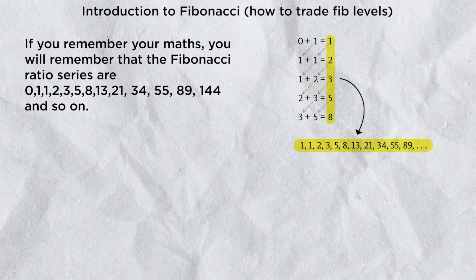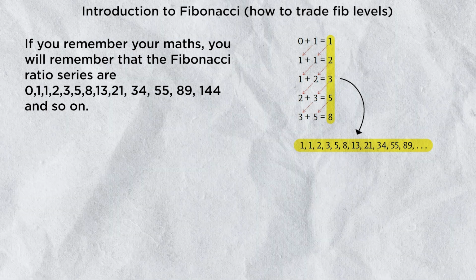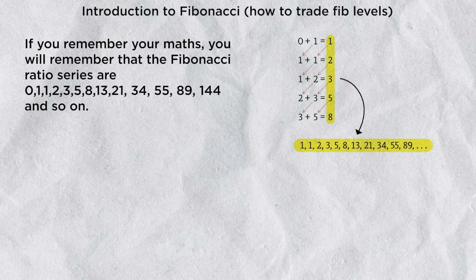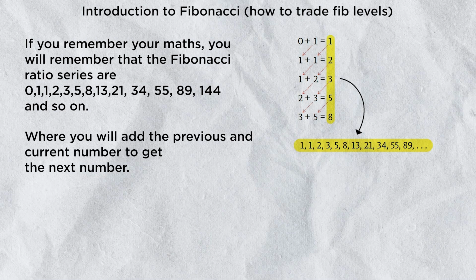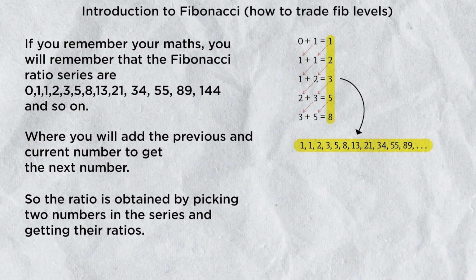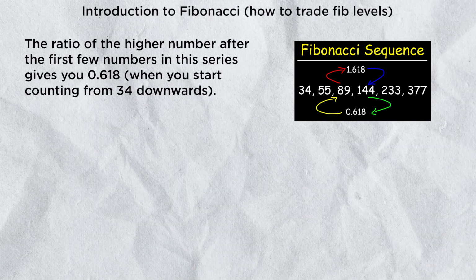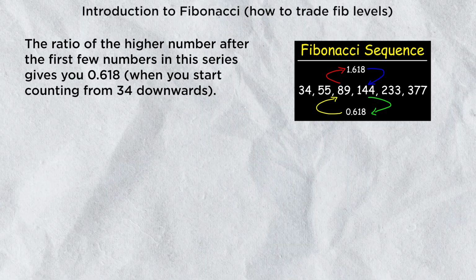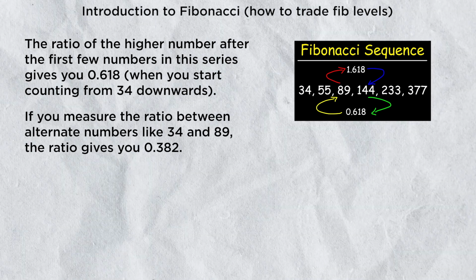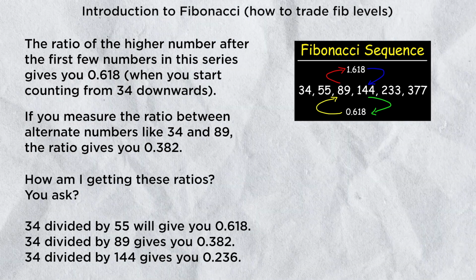If you remember your maths, you will remember that the Fibonacci series is 0, 1, 1, 2, 3, 5, 8, 13, 21, 34, 55, 89, 144, and so on, where you add the previous and current number to get the next number. So the ratio is obtained by picking two numbers in the series and getting their ratios. The ratio of a number to the higher number after it gives you 0.618 when you start counting from 34 downwards. If you measure the ratio between alternate numbers like 34 and 89, the ratio gives you 0.382. How am I getting these ratios, you ask?